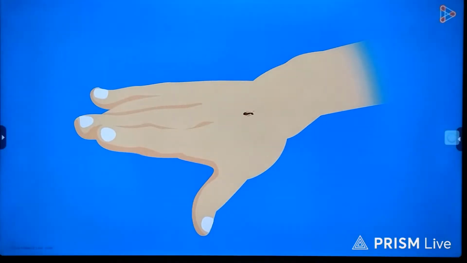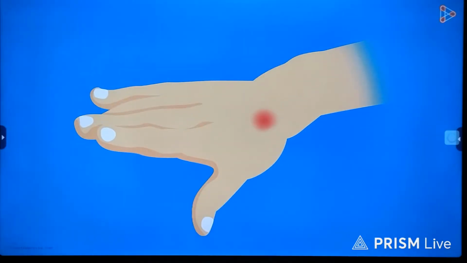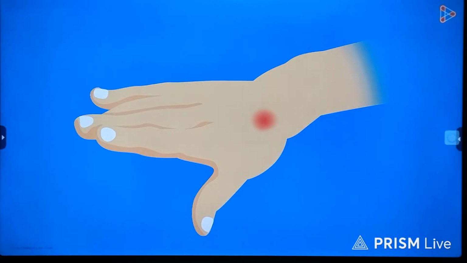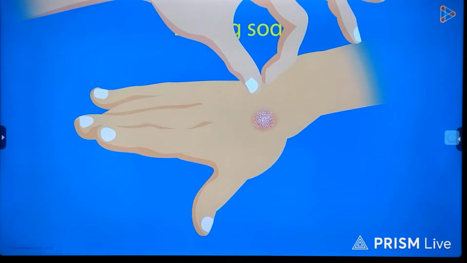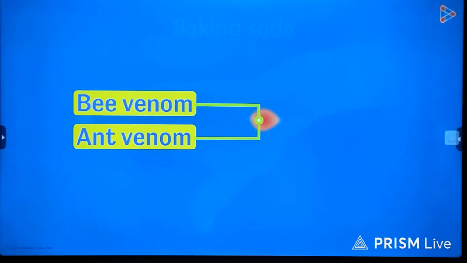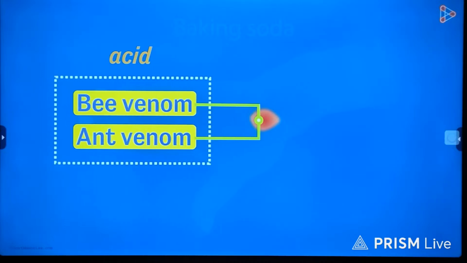What happens when a bee or an ant bites you? It pains, swells, and itches in the bitten area. And what does your mom do on seeing you in pain? She quietly applies some baking soda on the stung or bitten area. Ever wondered how you get relief? Is it a neutralization reaction? Yes, indeed. Bee venom or ant venom mainly consists of formic acid. For now, let's simply say it's an acid.